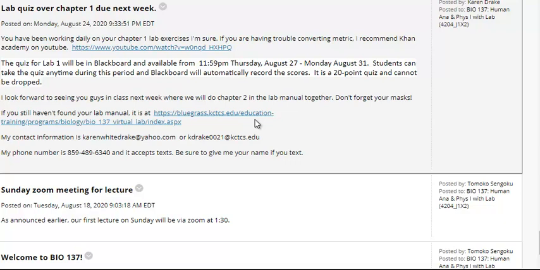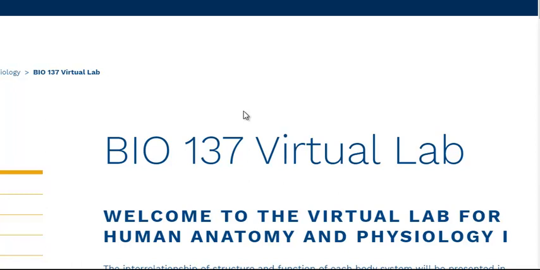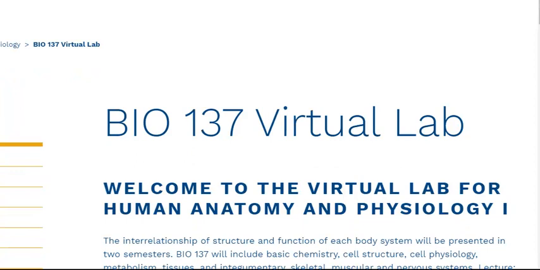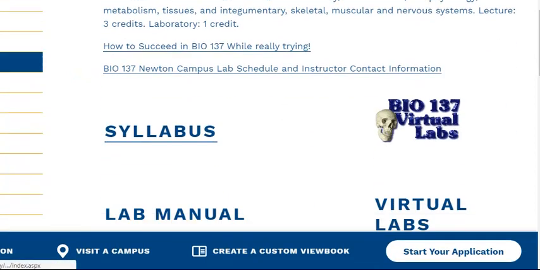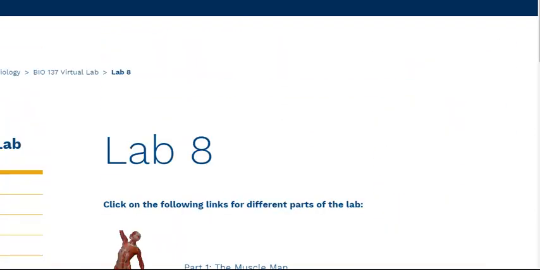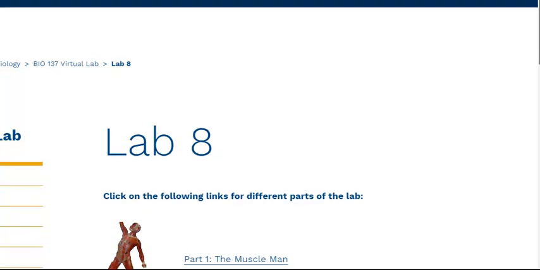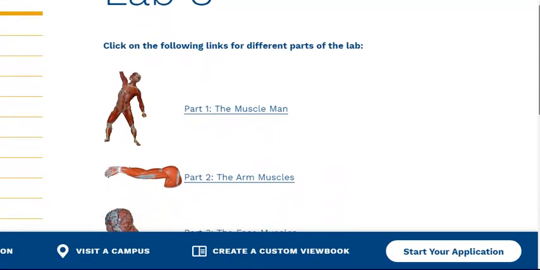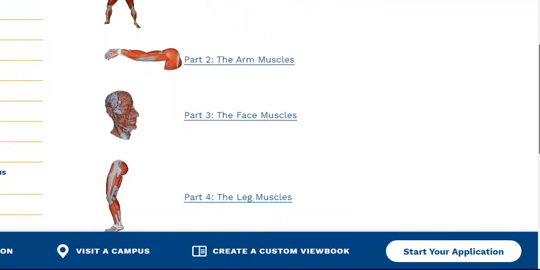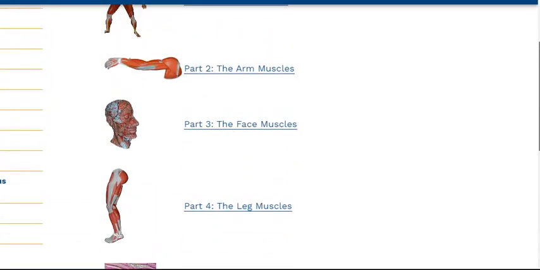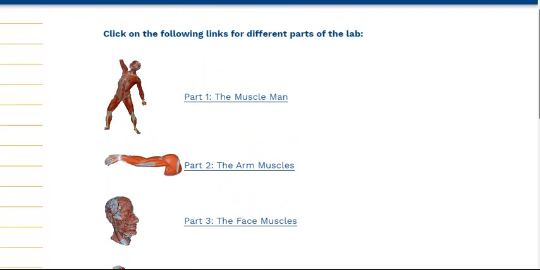So hopefully you can go to bluegrass.kctcs.edu, education training, programs, biology 137 virtual lab index. Or you can simply click on it like that. And there's the lab manual. And over on the side, we have the different labs. So I'm going to be doing lab 8 with you. And it breaks it down into part 1 through 5, and it labels them, which is so nice.